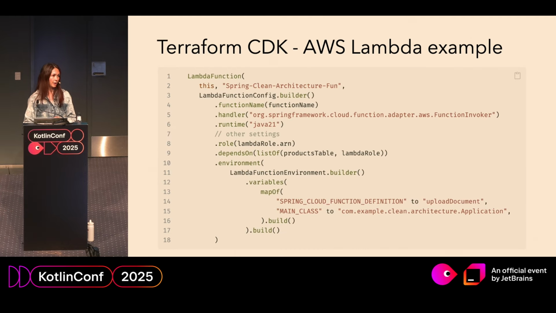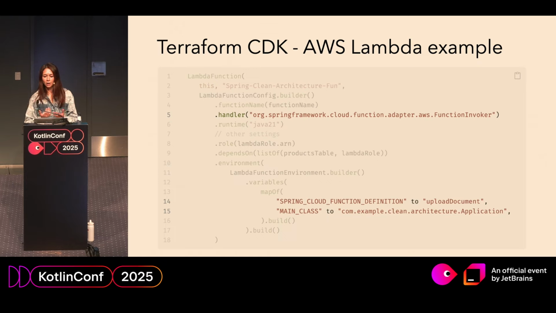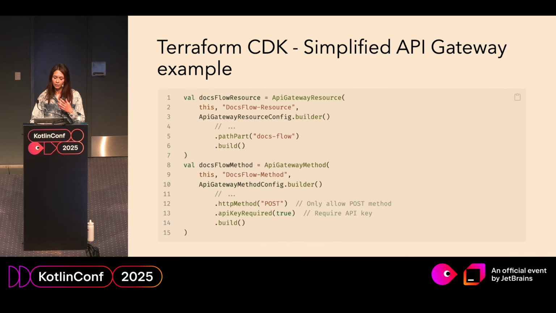So we need to define that in our CDK. There we have to actually say that the AWS Cloud Adapter is our handler. This is actually a class within the Cloud Adapter. And then we also need to say that the function that we want to call is upload document. And again, we need to define the actual main class, the main class of our Spring app. So this is also going to work. It's just Hello World. And let's have a look at the trigger, just a simple example.